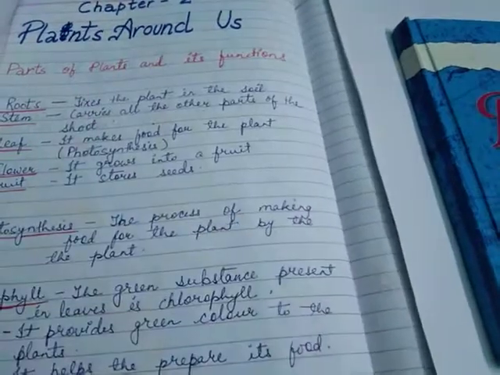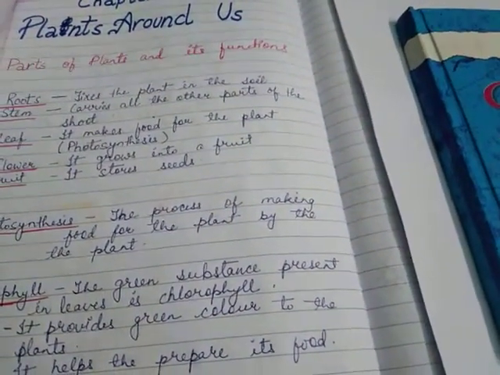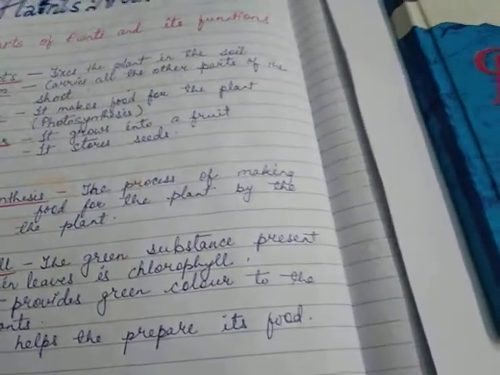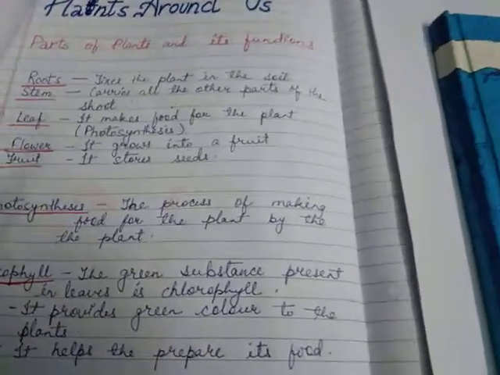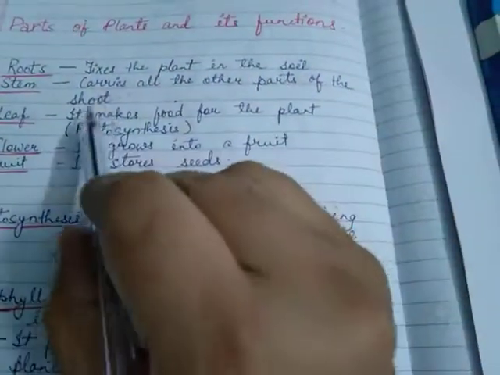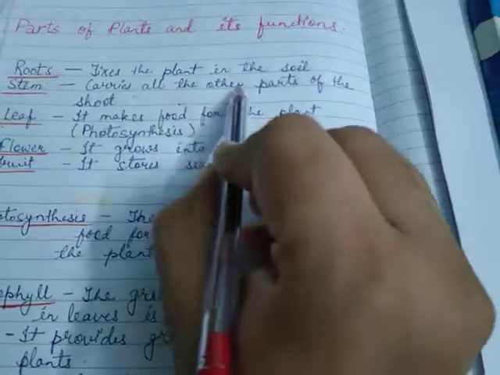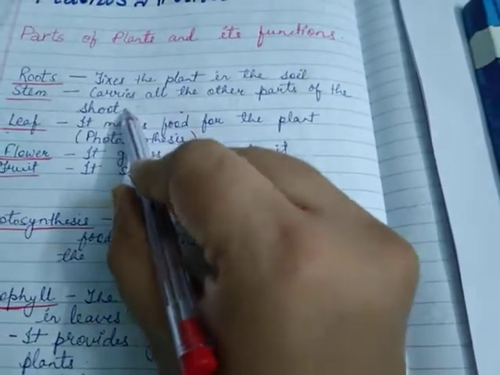Second is stem. Stem carries all the other parts of the shoot. We have already discussed the shoot system. So stem carries all the other parts of the shoot.